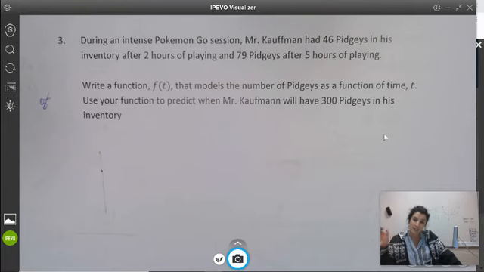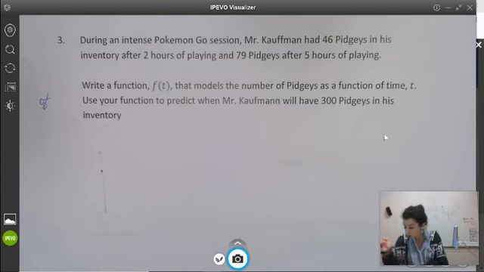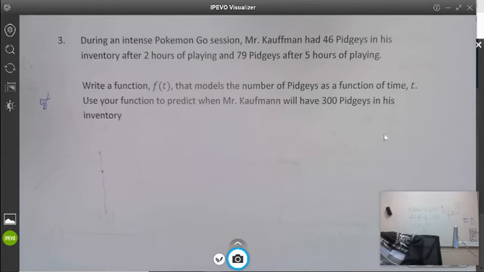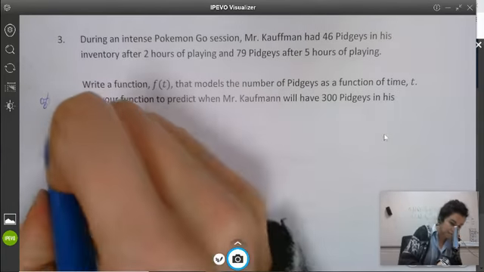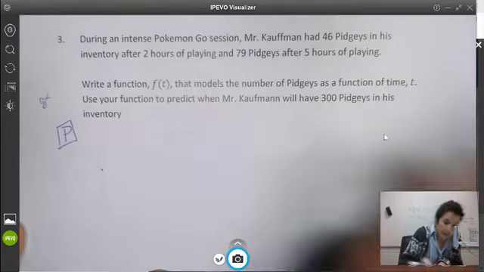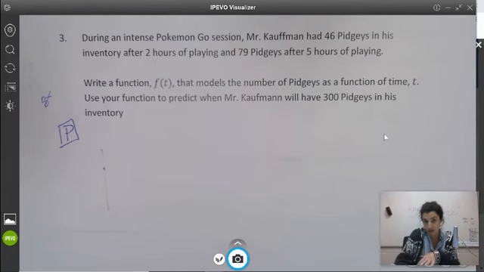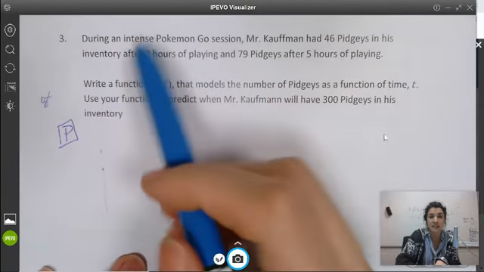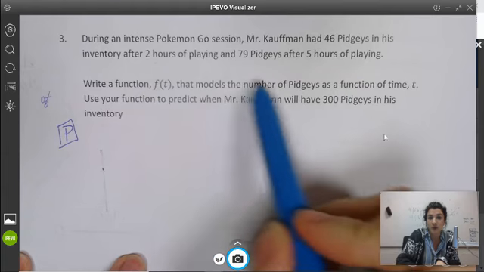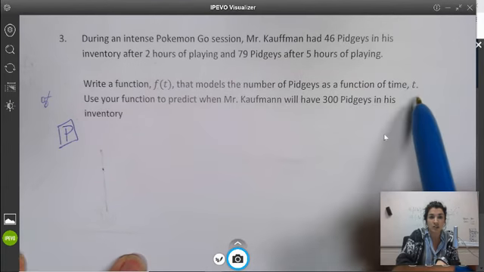So when we're looking at word problems, we're trying to grab numbers and equations and information in order to turn it into an algebraic way. So your first thought here is you need to prepare for your problem. Always, always, always with word problems, we need to prepare first. A preparation can look like many things. We can write down formulas. So for instance, it says that we want to write a function that models the number of Pidgeys as a function of time.